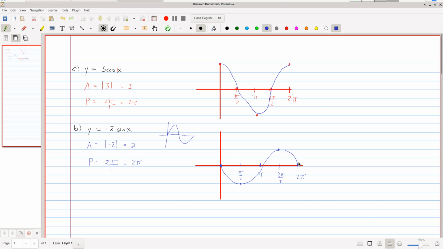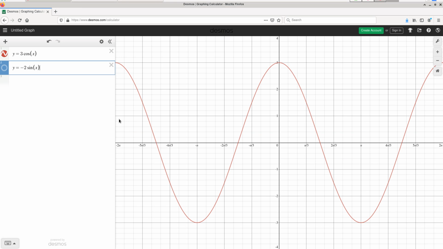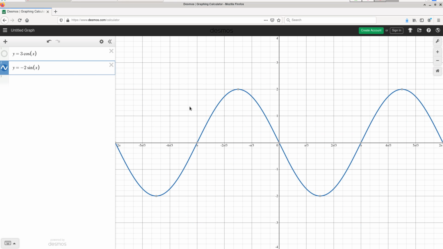Let's again check on a graphing calculator to make sure that we've got this right. So this is negative 2 sine x. This starts at 0, heads down at pi over 2, back up to 0 at pi. It peaks at 3 pi over 2, and then hits 0 again at 2 pi. And so we know we've done our graph correctly.